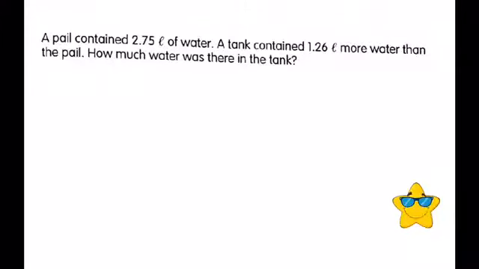Let's try to read it the second time. A pail contained 2.75 liters of water. I may draw the given part of the problem. Let's say this is our bar model for the pail. Make sure to always label your bar.